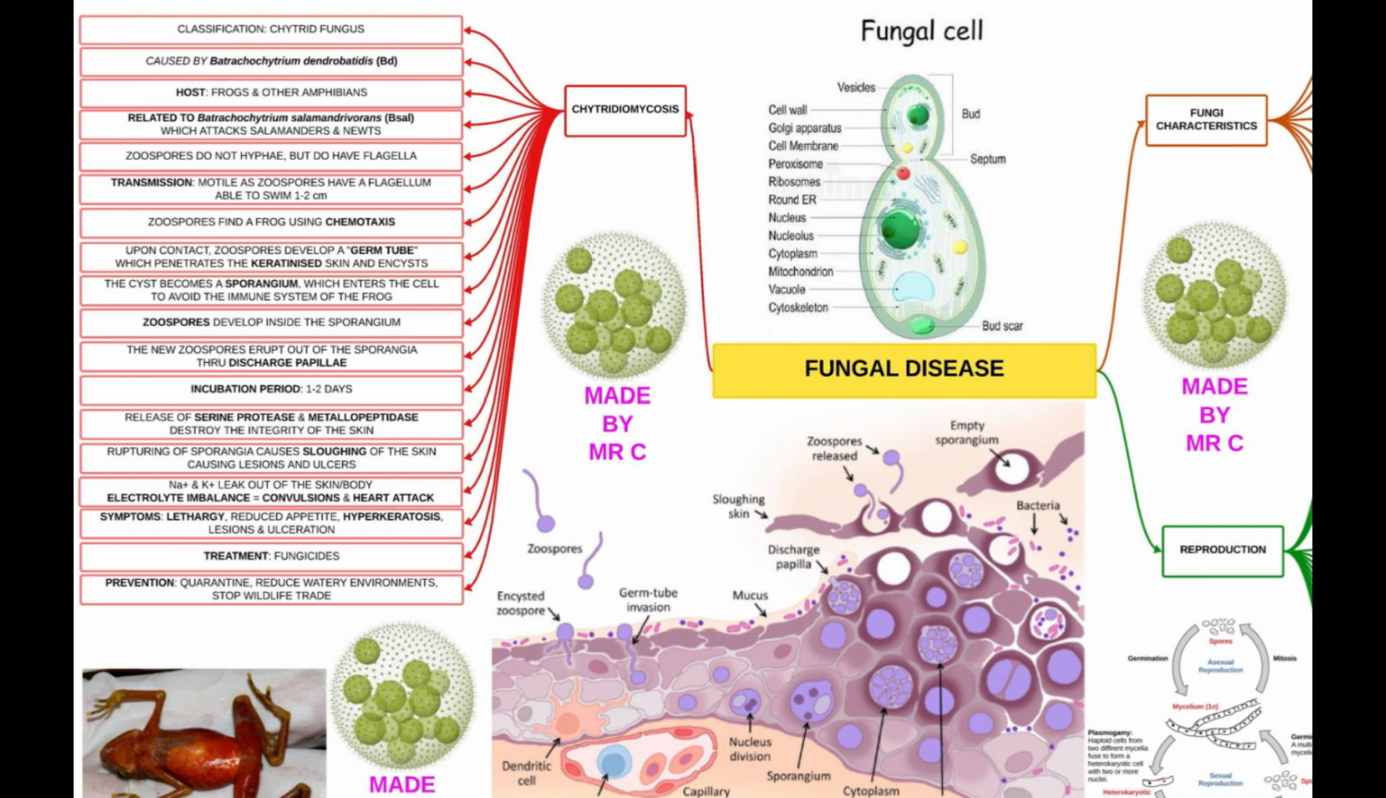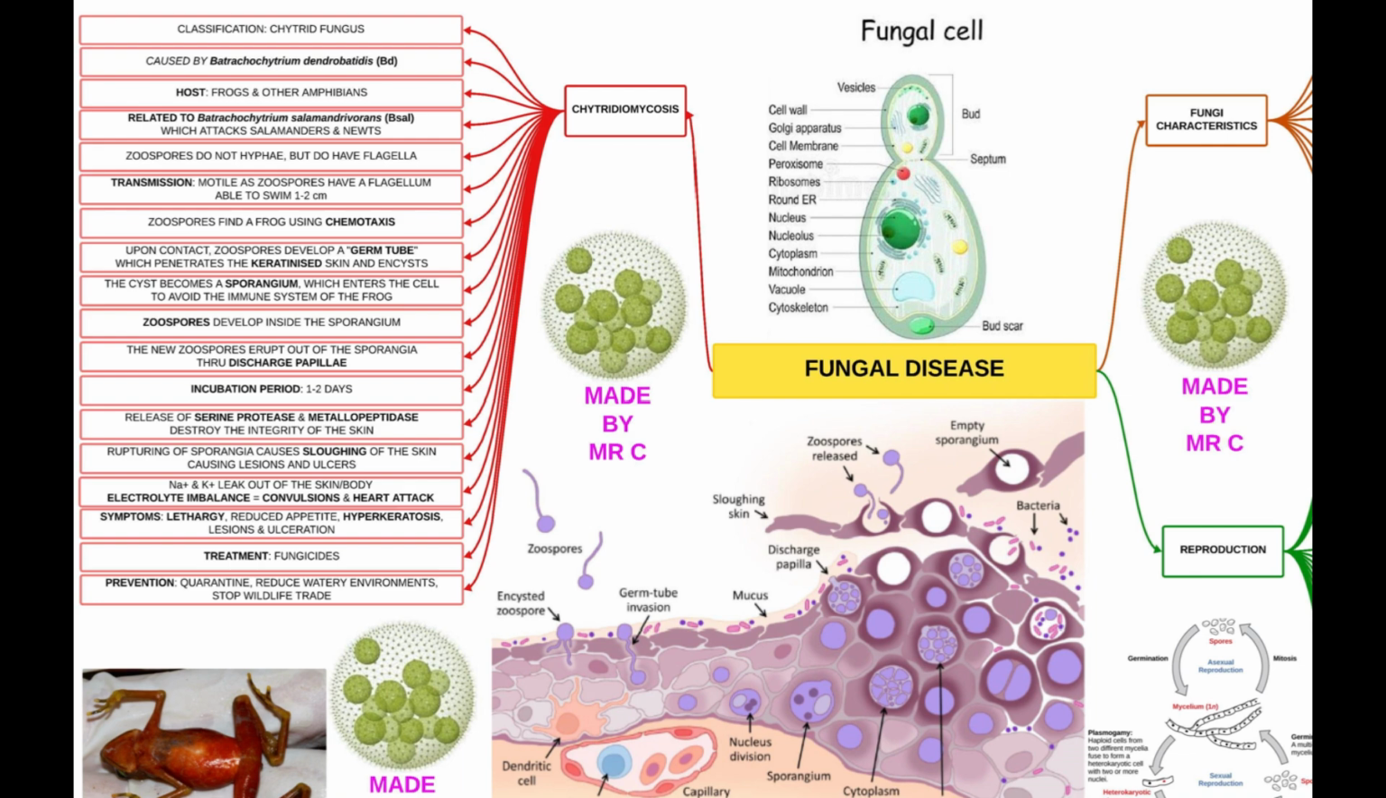From here, there's an incubation period of 1 to 2 days before symptoms show themselves. Then the release of serine protease and metallopeptidase destroy the integrity of the skin. The rupturing of the sporangia causes sloughing of the skin, causing lesions and ulcers. These lesions and ulcers and the sloughing allow sodium and potassium ions to leak out of the skin or the body. This causes an electrolyte imbalance, resulting in convulsions and a heart attack in the frog.